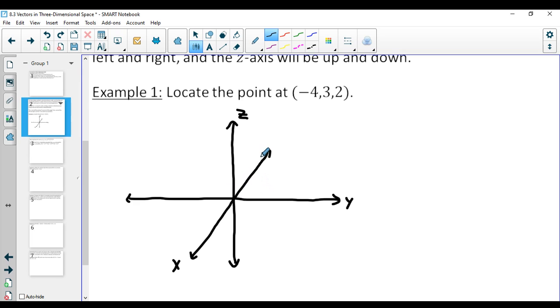But hopefully, as soon as you understand that this X is coming out of the page at you, and the Y is left and right, and Z is up and down, we can see how this is like a corner of a box here, right?